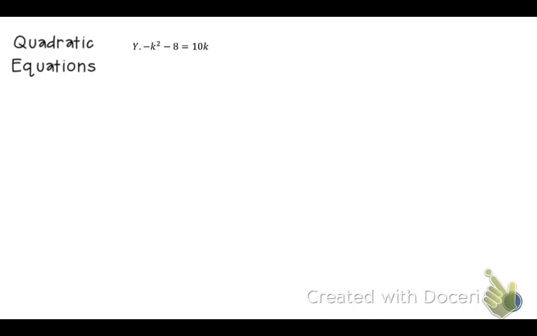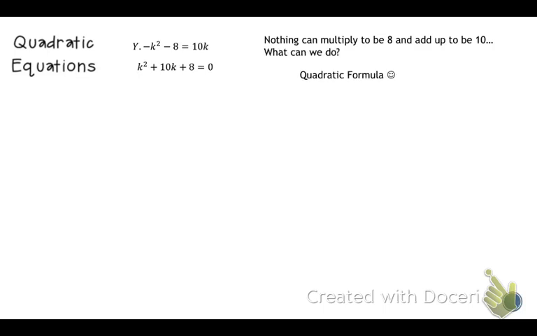Okay? Now this one. So I'm going to move everything to the right side because I want that k squared to be positive. So I'm just going to add k squared and then add 8 so that everything's positive. And now we need to see what can multiply to be 8 and add to be 10. Well, there's nothing that can multiply to be 8 and add to be 10. So we have to use the quadratic formula.